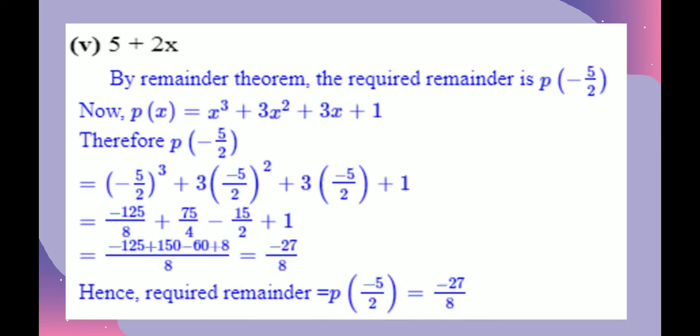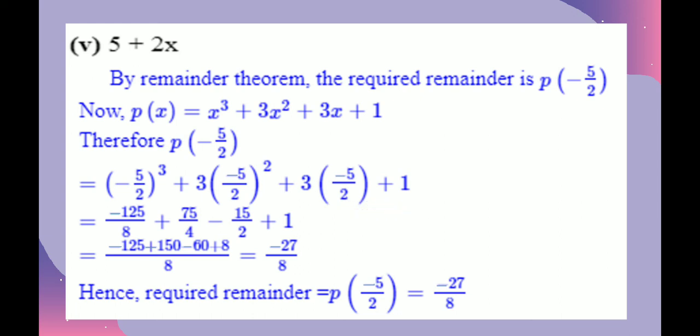Now, fifth part is 5 plus 2x. By remainder theorem, the required remainder is p of minus 5 by 2. Now, p of x is equal to x cube plus 3x square plus 3x plus 1. Therefore, p of minus 5 by 2 is equal to (minus 5 by 2) cube plus 3 multiply (minus 5 by 2) raised to the power 2 plus 3 multiply minus 5 by 2 plus 1.